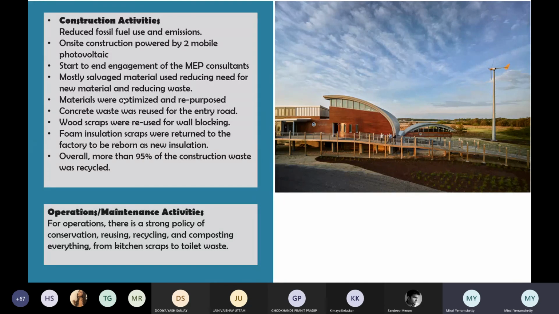On-site construction powered by two mobile photovoltaic trucks, with start-to-end engagement of the MEP consultants. Again, as I keep telling you, when you begin the idea of design, if you are not clear about what goes where, then you start putting things in later. We all know what can happen with the aesthetics, the time, the cost, and the output. So it is better that you consult the required people right from the beginning till the end, so chances of mistakes are eliminated, or I would say reduced.